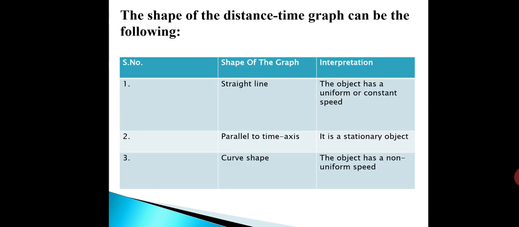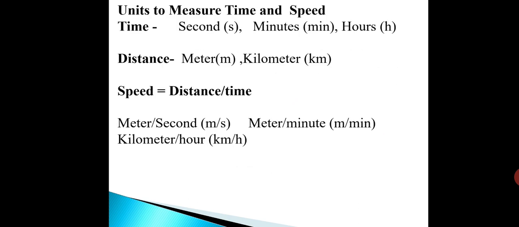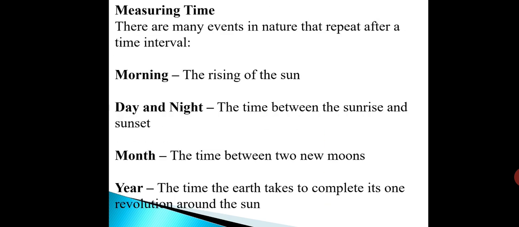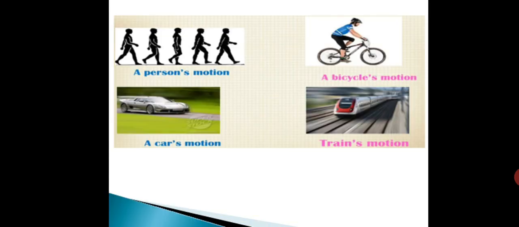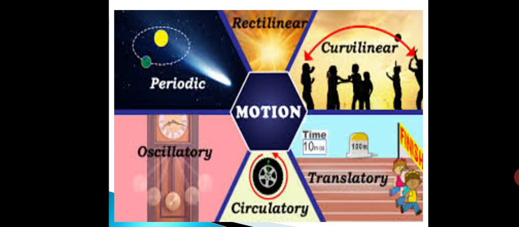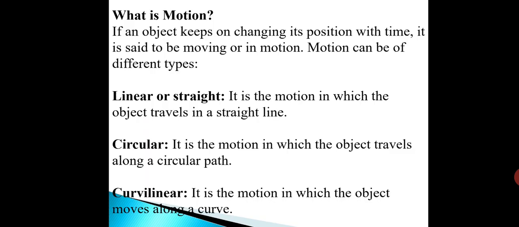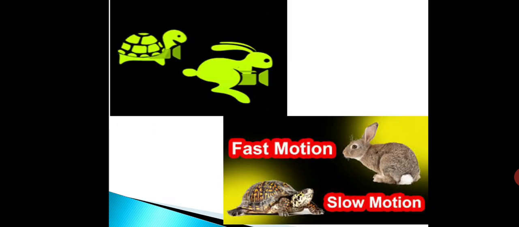With this, the chapter finishes, and let's revise it a little carefully again. Very easy chapter. Okay, and please learn the formulas also. We did the different types of motions. Motion is when an object keeps on changing its position. It can be linear, means on a straight line. Circular means along a circular path. Curvilinear means along a curve.